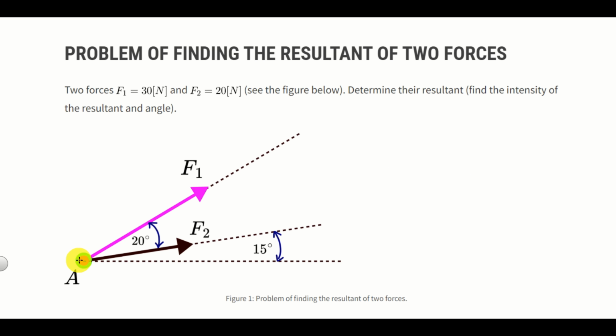Two forces, F1 and F2, are acting at the point A. The intensity of the force F1 is 30 newtons and the intensity of the force F2 is 20 newtons. Our goal is to determine the resultant of the forces F1 and F2. That is, we want to find the intensity of the resultant as well as the angle of the resultant.